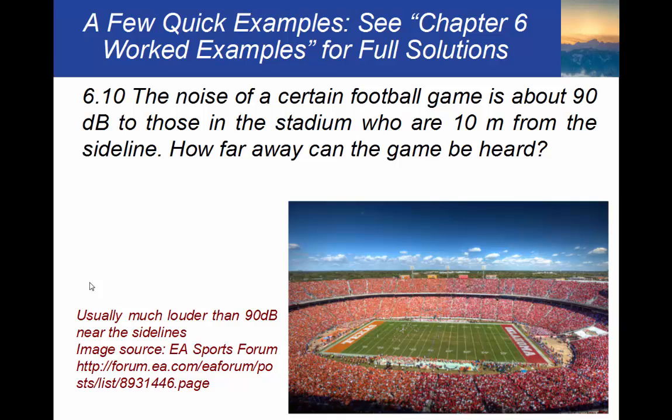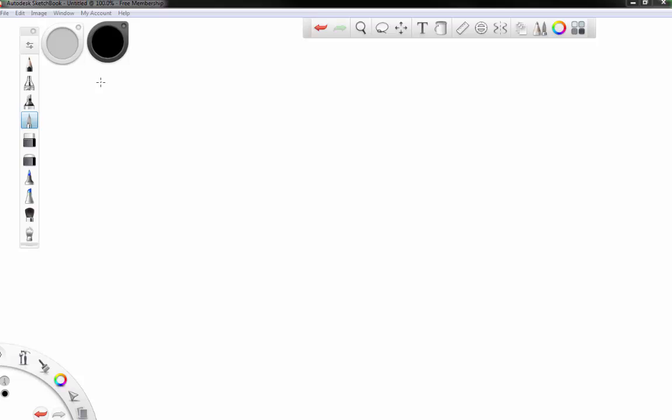Okay, let's go to a football game. At a certain football game, you've got a 90 decibel noise level in the stadium 10 meters from the sideline. The question is, assuming that no energy is lost in the air, how far away can this game be heard? We're talking 90 decibels to somebody standing right here. By the way, for this game in question, it's a whole lot more than 90 decibels.